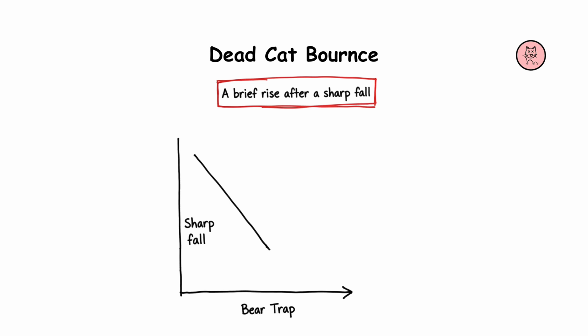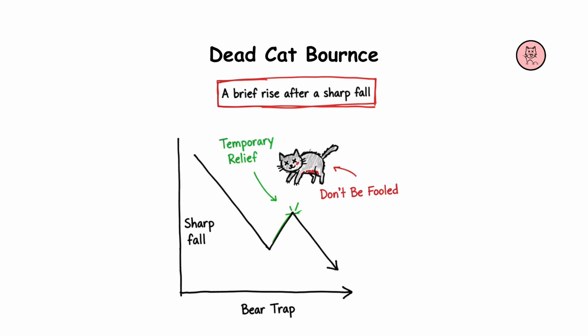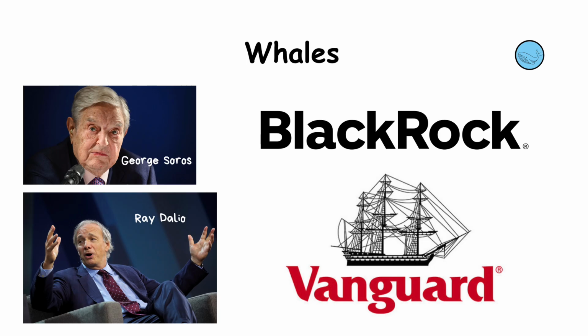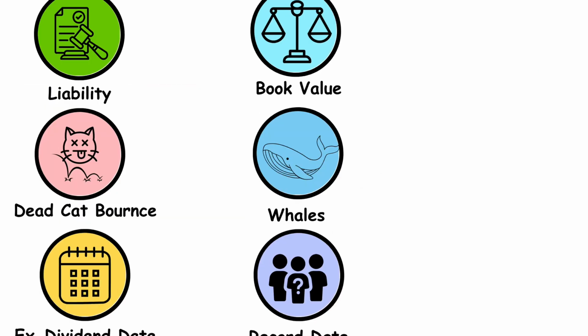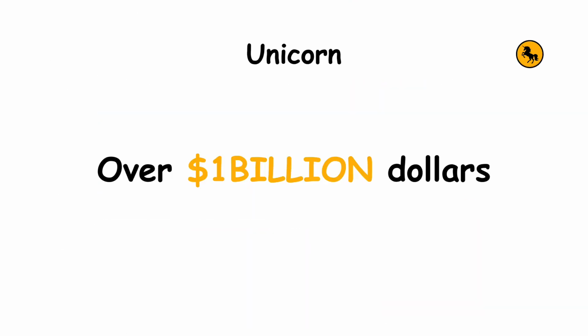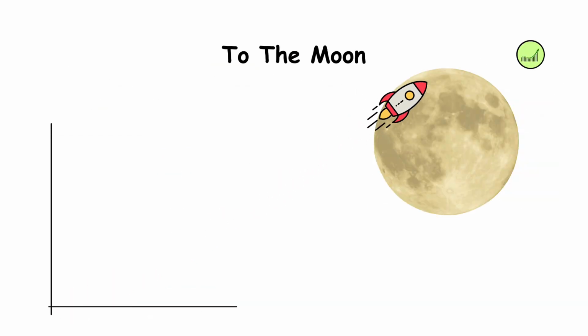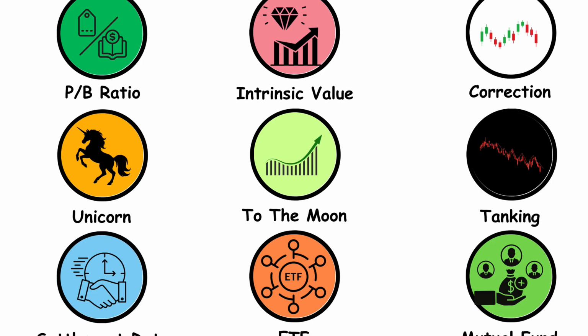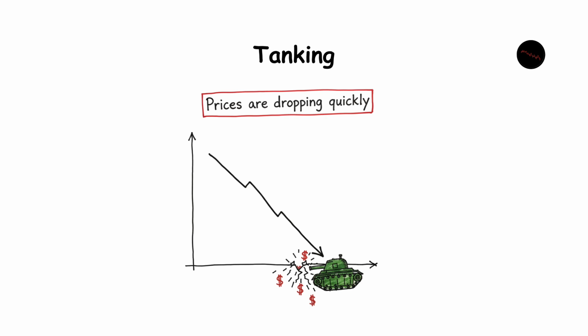Dead cat bounce. A dead cat bounce is a brief rise after a sharp fall. Whales. Whales are investors who make massive market moves. Unicorns. Unicorns are private startups valued at over $1 billion. To the moon. To the moon means prices are expected to skyrocket. Tanking. Tanking means prices are dropping quickly.